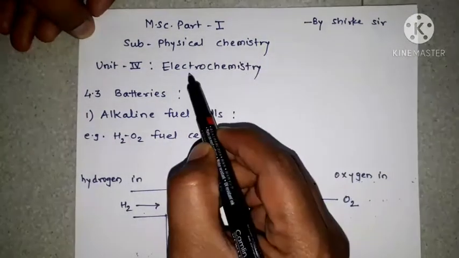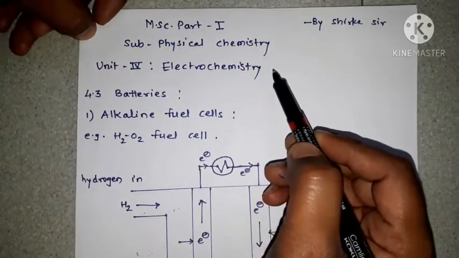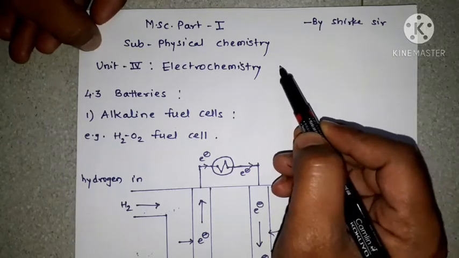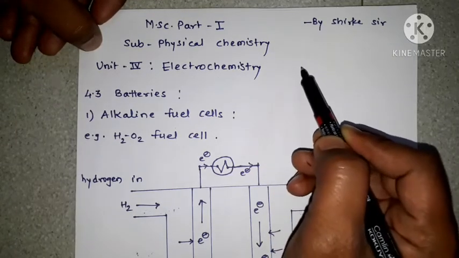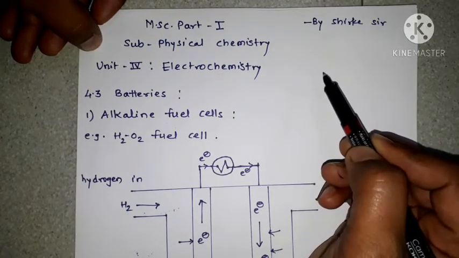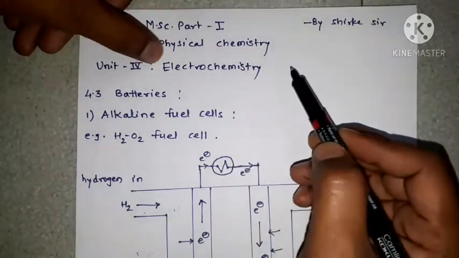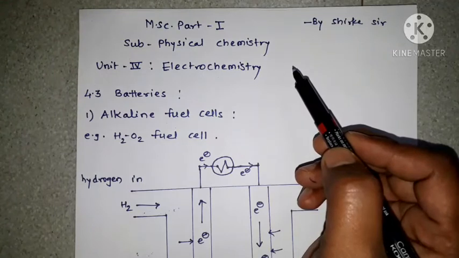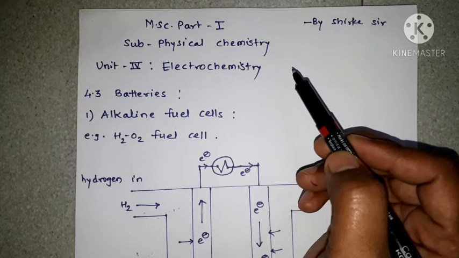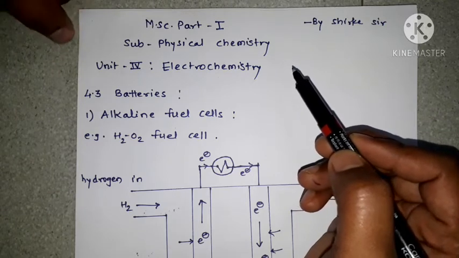Guys, do you know what is meant by electrochemistry? The electrochemistry is defined as the study of chemical changes produced by electric current and production of electricity by chemical reaction. So that is the definition of electrochemistry. In the electrochemistry, electric current and production of electricity by chemical reaction take place.